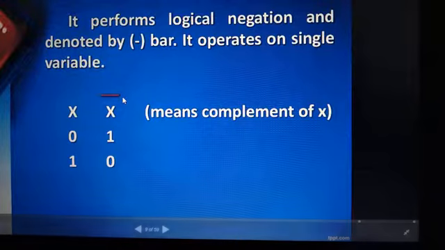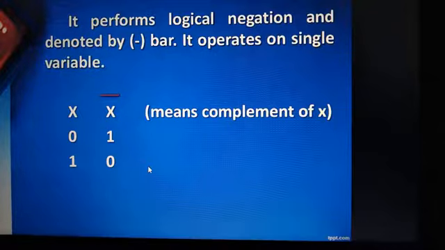Here you see the truth table. 0 after negation or complement is 1. 1 after negation or complement is 0. Means reverse value. It's used in the NOT operator.